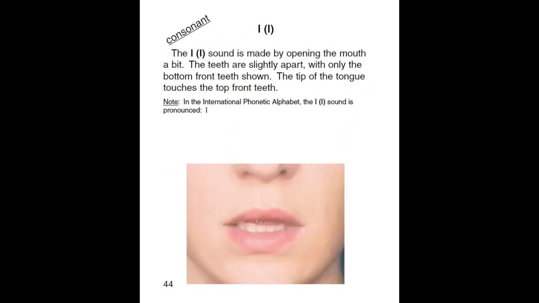Kite. L. O. The L sound is made by opening the mouth a bit. The teeth are slightly apart with only the bottom front teeth shown. The tip of the tongue touches the top front teeth. O.